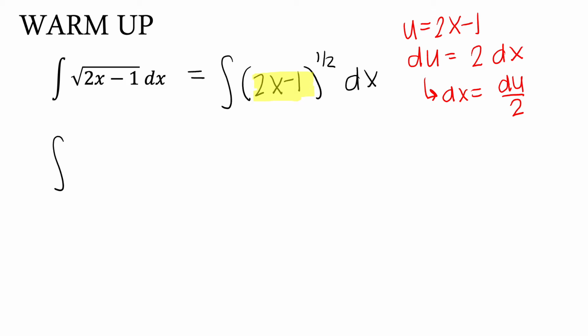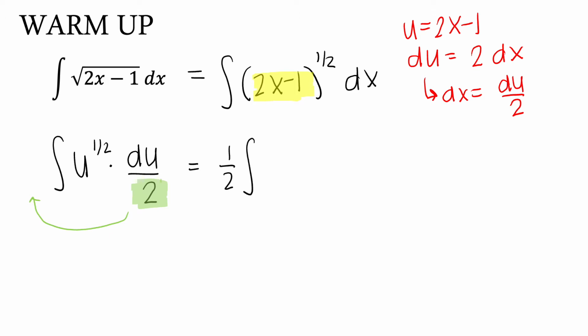Rewriting my integral in terms of u, I have the integral of u to the 1/2, replacing dx with du over 2. I recognize this over 2 as a constant that I can bring out to the front. So I can write this as 1/2 times the integral of u to the 1/2 du.